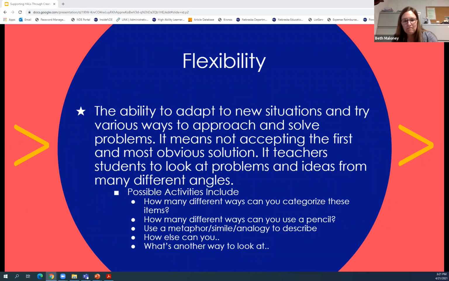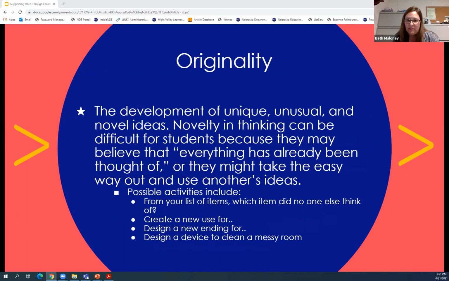So this kind of, I think, ties in with when we were talking with Dr. Stambaugh about some of her work with perspectives and looking at things from multiple angles. And it's just trying to get kids to open their minds to different possibilities. So flexibility, it's super fun, I think, to talk about these things with kids. The next one is originality, and that would be the development of unique, unusual, and novel ideas.